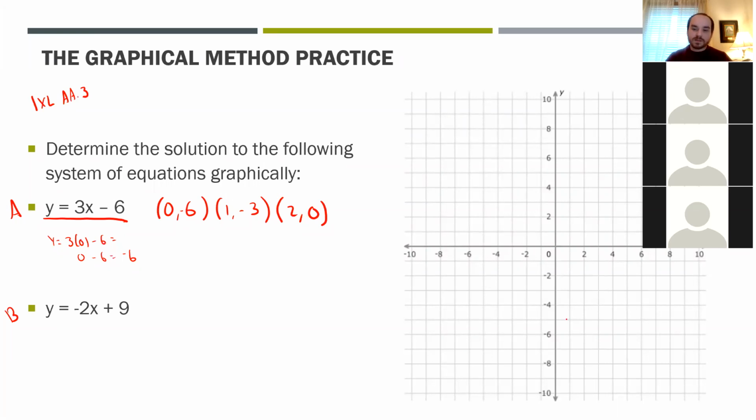So if we plot these, we have 0, -6, that's right here. We have 1, -3, that's right here. We have 2, 0, that's right here. So I'm going to give myself an extra point to start with. So the first line looks something like that. Actually, I might need to make it longer. Let's go ahead and extend it a little bit.